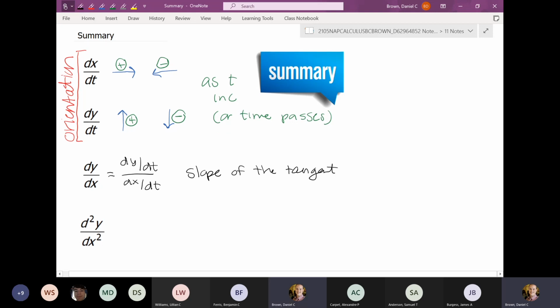And then we have the second derivative, which again has a slightly different formula. It is the derivative with respect to t of the first derivative, dy/dx, with respect to x. Making sure you find the dy/dx first, take its derivative with respect to t, and then divide it by dx/dt. Questions on calculus with parametric functions?